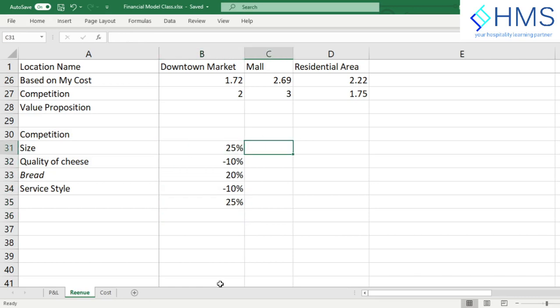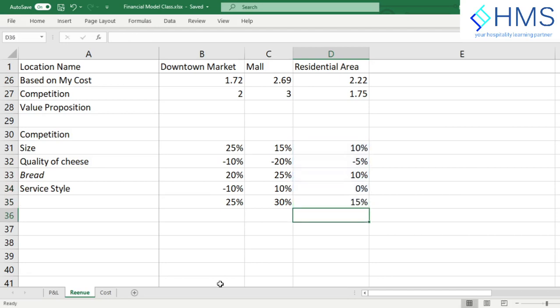Based on this, you may say, okay, based on the mall, I maybe only charge 15% higher, and for cheese maybe 20% lower. But for bread, I can make a margin of 25% extra. For service style, in this case, I may have better service, so my margin is this much. In the residential area, maybe I add a 10% margin here, and 5% on the cheese, 10% on the bread, and no change in the service, right? So here is your margin.